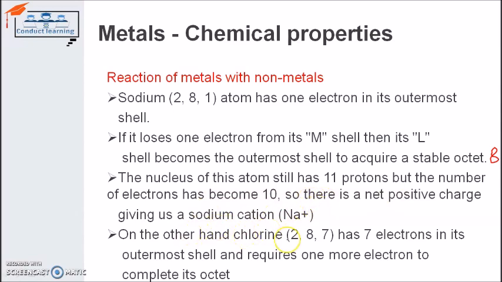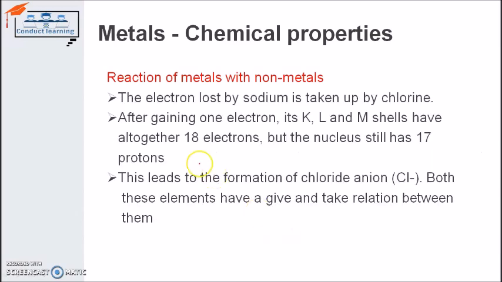And on the other side, chlorine has configuration 2, 8, 7, with 7 electrons in the outermost shell. To complete its octet, it requires 1 electron only. So it will take 1 electron from sodium. So chlorine will become negatively charged, an anion. Cation is for positive charge. Sodium is a cation because it has a positive charge on it because of losing 1 electron. Chlorine is an anion because of its negative charge and gaining 1 electron from sodium.